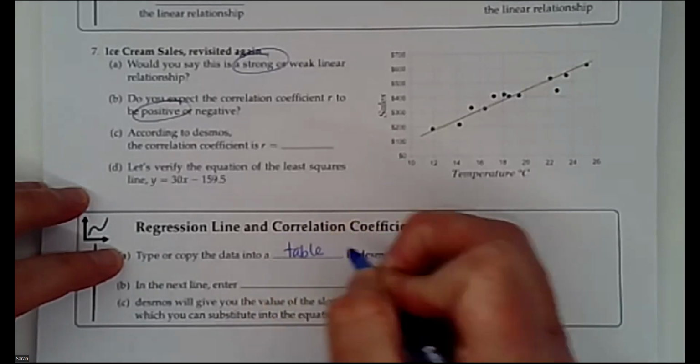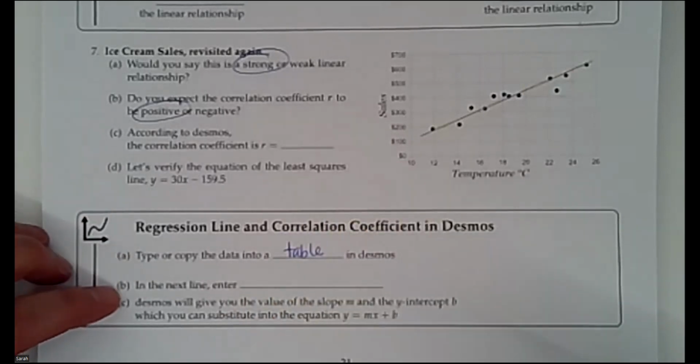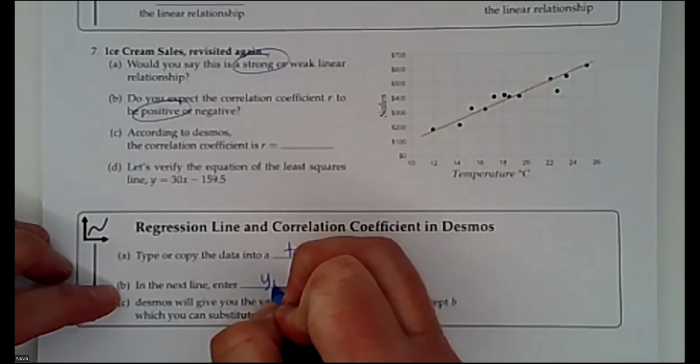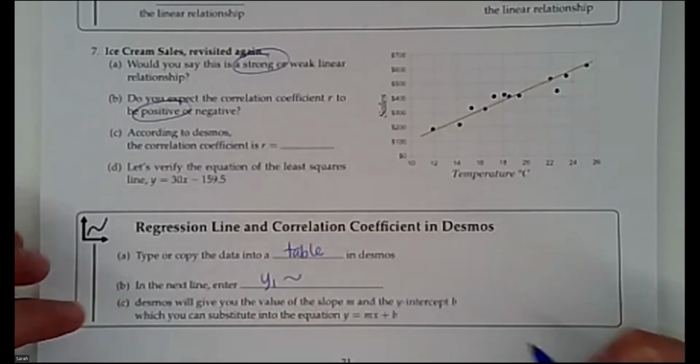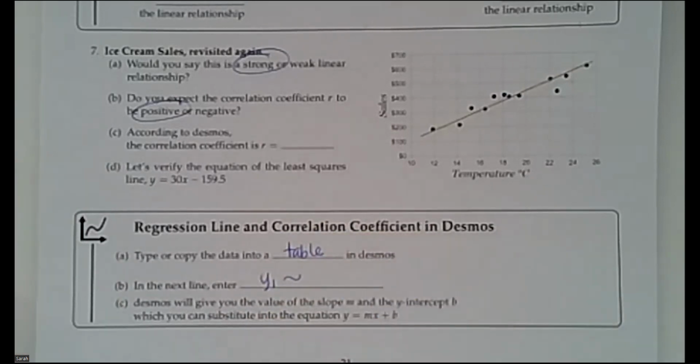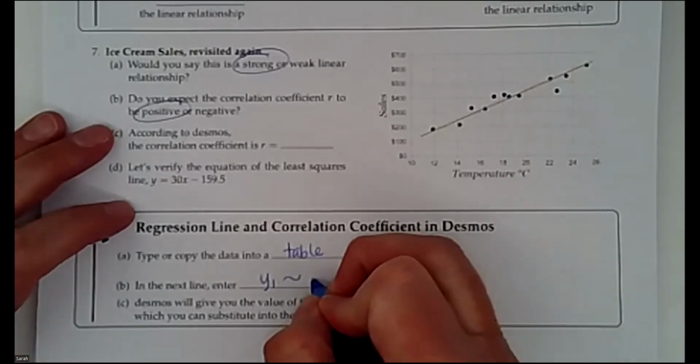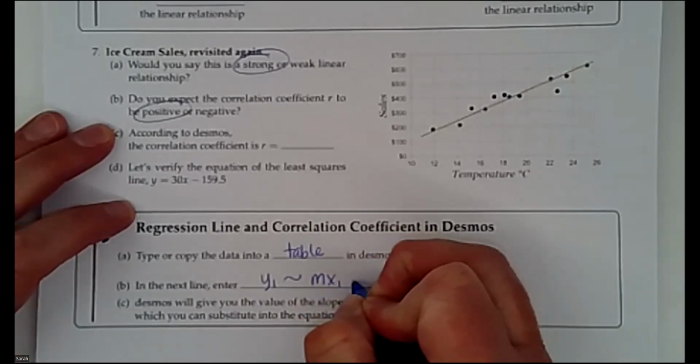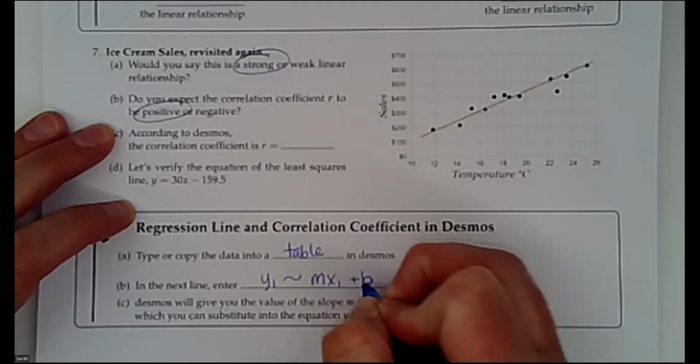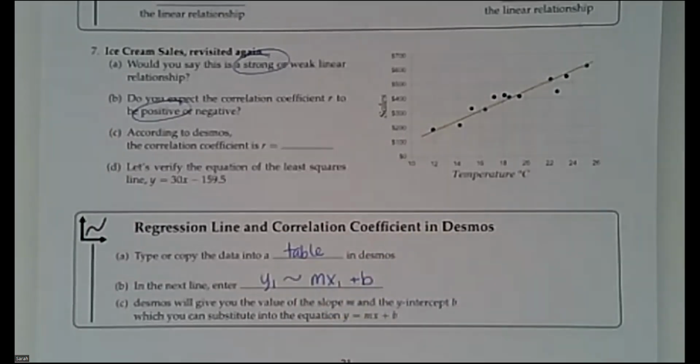Once you've done that, in the next line in Desmos, you're going to enter Y1. Then we have this little squiggle called a tilde, which is typically located in the top left corner of your keyboard. Then we'll put M and an X1 plus B. From there, Desmos will tell us the correlation coefficient, the slope, and the intercept.